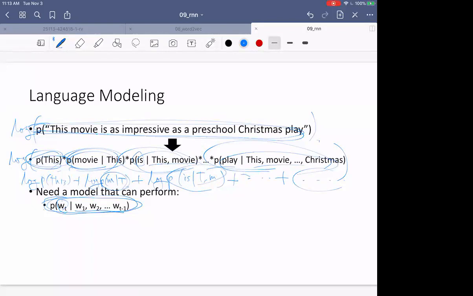And this here is exactly what RNN is good at, right? Because RNN remembers everything that happened in the past time steps, and based on that, you can make a prediction. So this is a very natural fit for RNN.